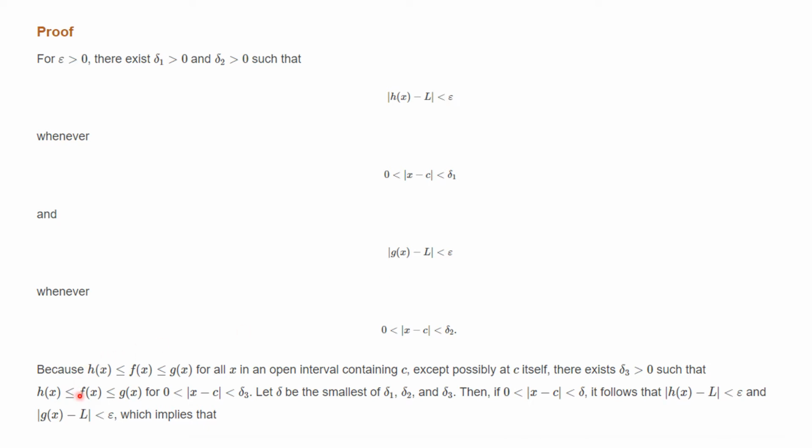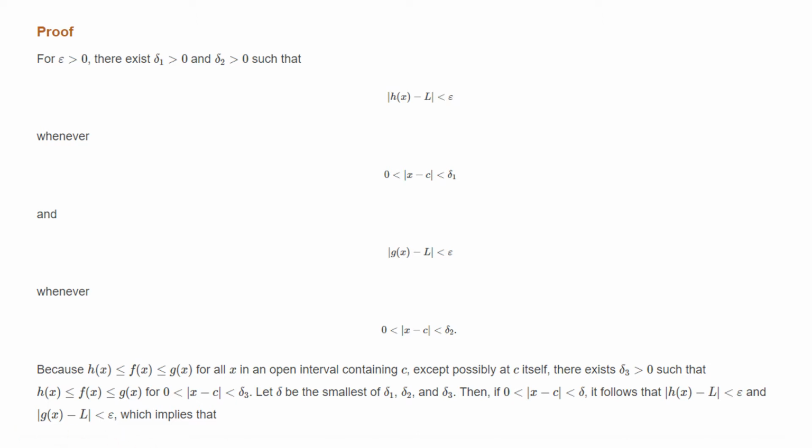And then there's a third delta, because you see there is some open interval about c where this inequality is true. And so that means that there is a delta 3 such that this inequality holds whenever you're less than delta 3. So for this epsilon greater than 0, we're going to pick delta to be the smallest of those three. So that means all of those conditions hold. Then if 0 is less than the absolute value of x minus c is less than delta, that forces this to be true and this to be true.